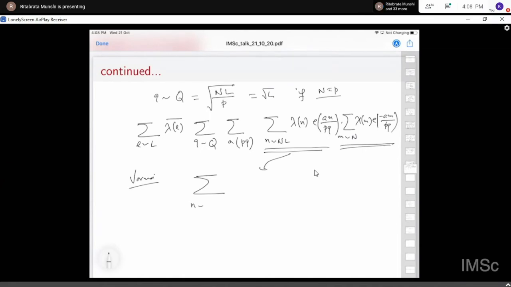Hello. I just wanted to know if this level lowering is crucial to the argument, or can we win even without doing this level?